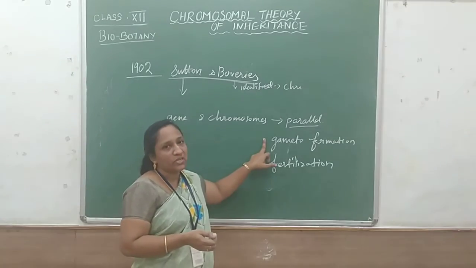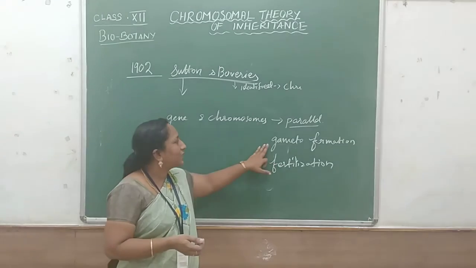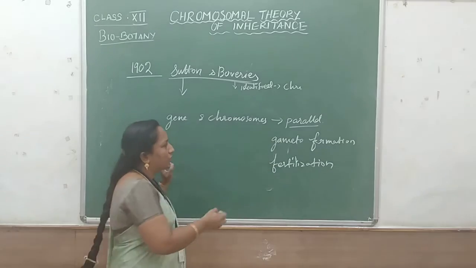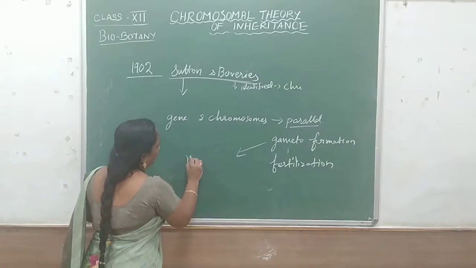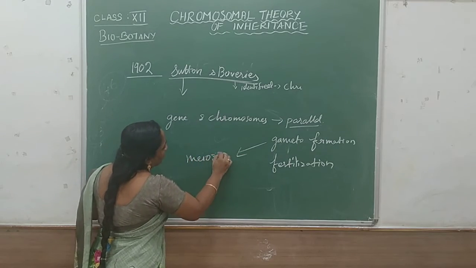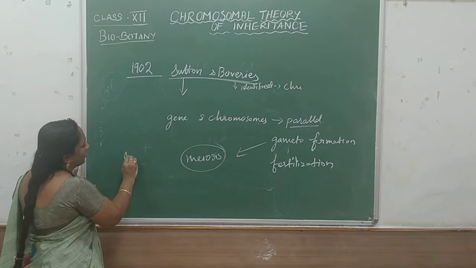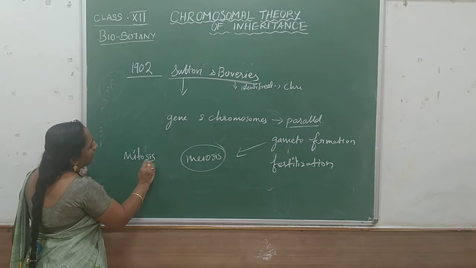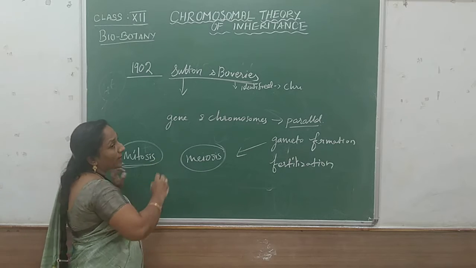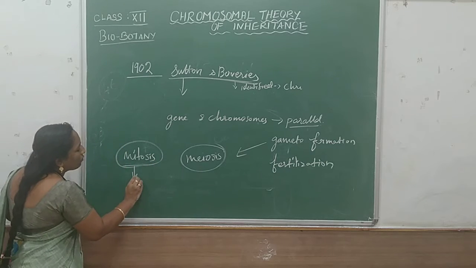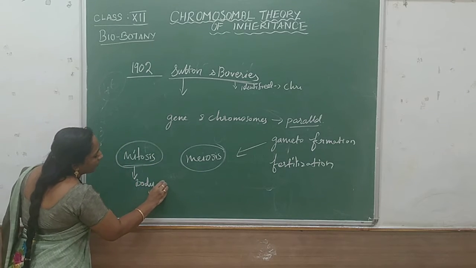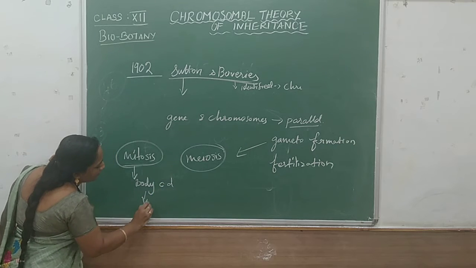What is gamete formation? How does it take place? By means of meiosis cell division. What is meiosis cell division? There are two types of cell division: mitosis and meiosis. What is meant by mitosis cell division? That is body cell division, which multiplies cells.